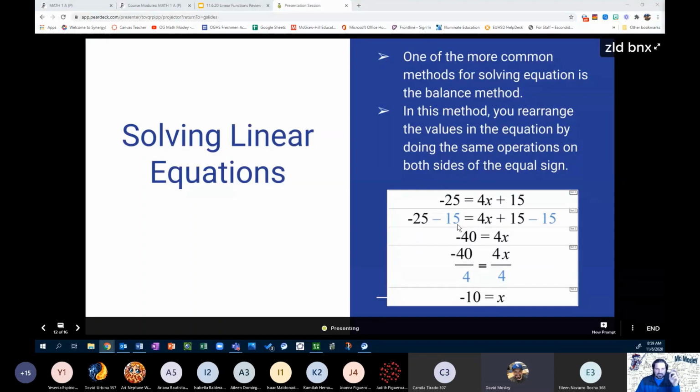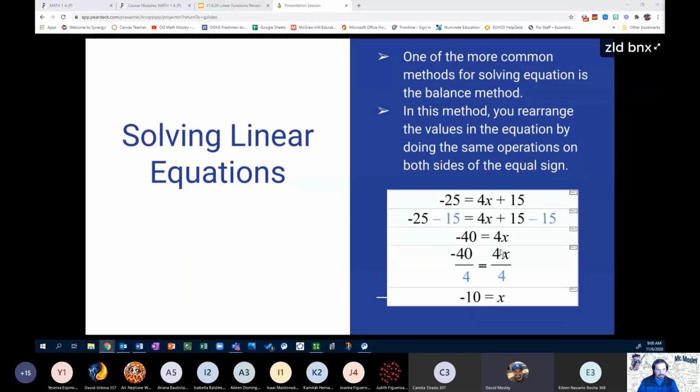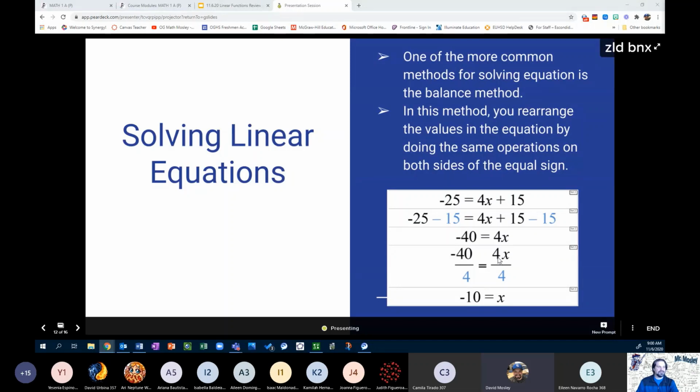And this is why it's balanced, because whatever I do to one side, I do to the other side. When we subtract 15 from the left-hand side, we get negative 40. When we subtract 15 from the right-hand side, the positive 15 gets canceled out, and then we're left with just 4x. We then have negative 40 divided by 4, and 4x divided by 4. Again, we're doing the same thing to the left-hand side and the right-hand side of the equal sign. And we're dividing by 4 because we're multiplying by 4 on x in the original equation. And division undoes the multiplying, and we're left with just a single x.